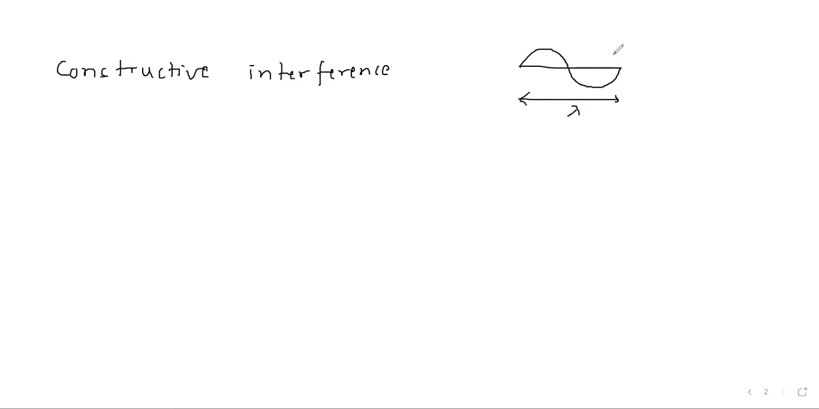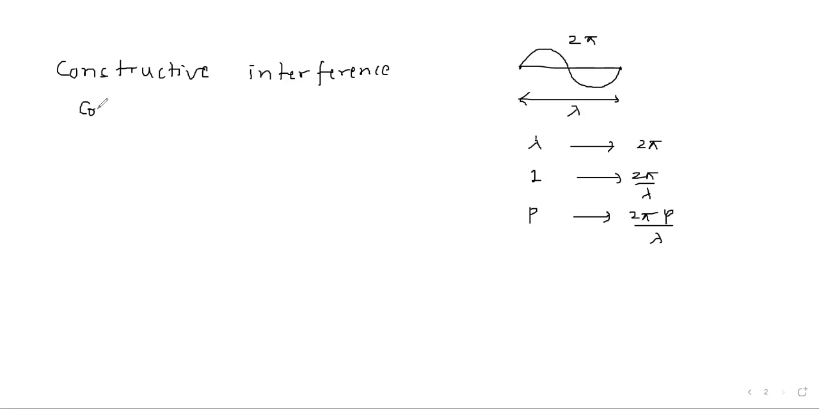So constructive interference. We know that for path difference lambda, phase difference is 2 pi. So we can write the condition for phase difference. We say lambda corresponds to 2 pi. So unit path difference will correspond to 2 pi by lambda. So path difference p will correspond to 2 pi p by lambda.